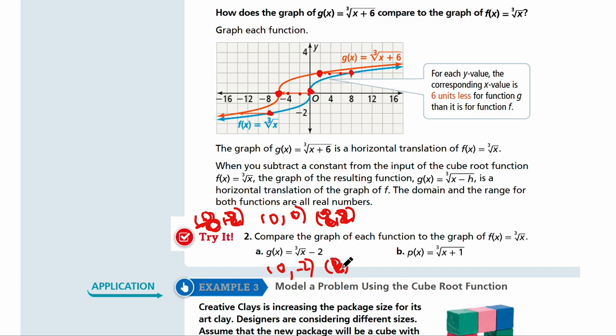You plug in 8. So 8, cube root of 8 is 2. 2 minus 2 is 0. So 8, 0. Then you have negative 8. Negative 2 minus 2 is negative 4. So then compare these points, right? It all shifted down by 2 units. So this is shifted down 2 units.